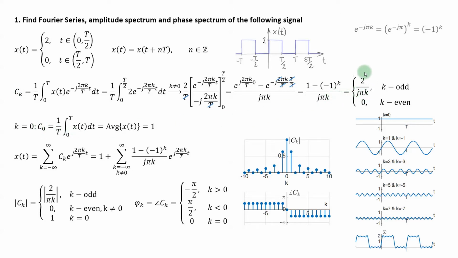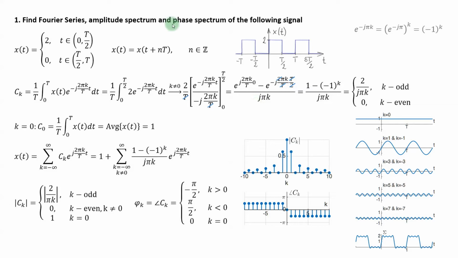So starting from here, the absolute value of this expression is this. So for k odd, the amplitude spectrum will be this. Then the absolute value of 0 is 0. So for k even and different from 0, the amplitude spectrum will be 0. And for k equal to 0, I need to use this number, the absolute value of which is 1. So this will be the amplitude spectrum of my signal. I have plotted it here.